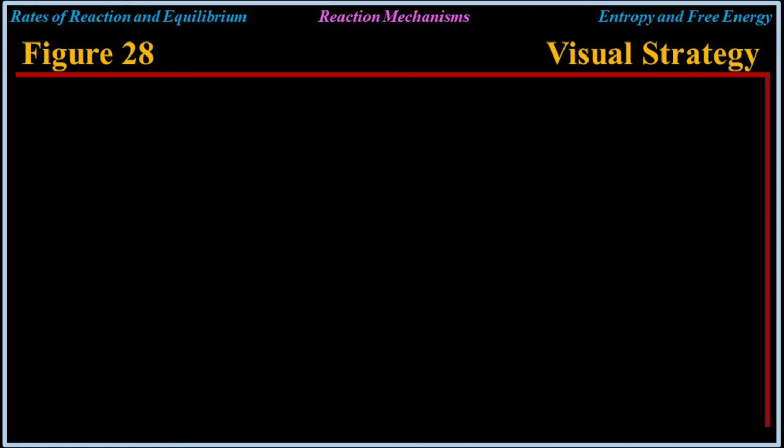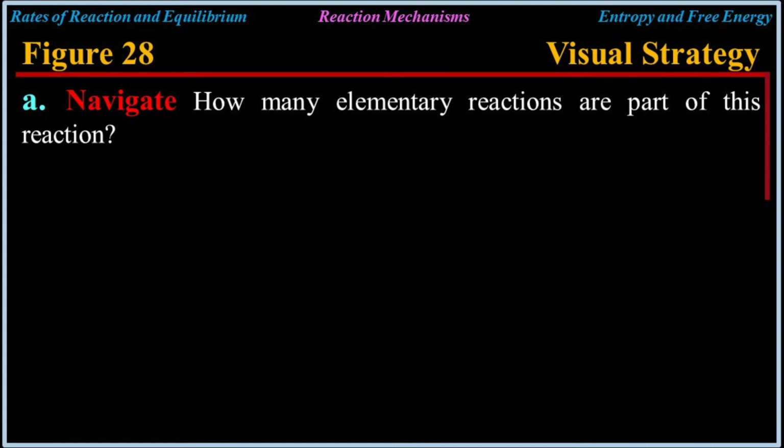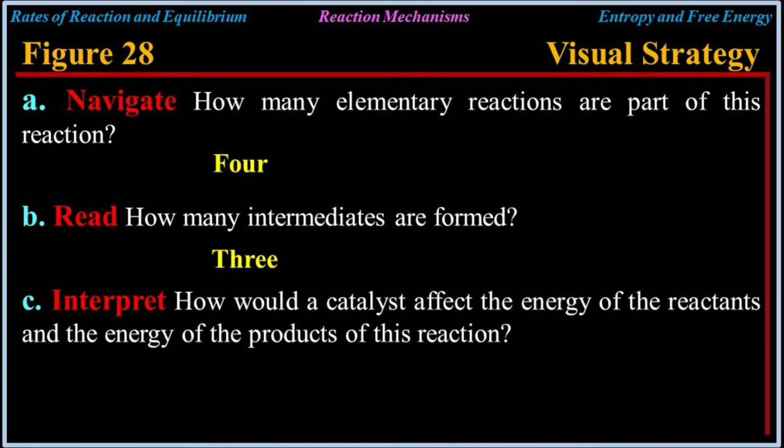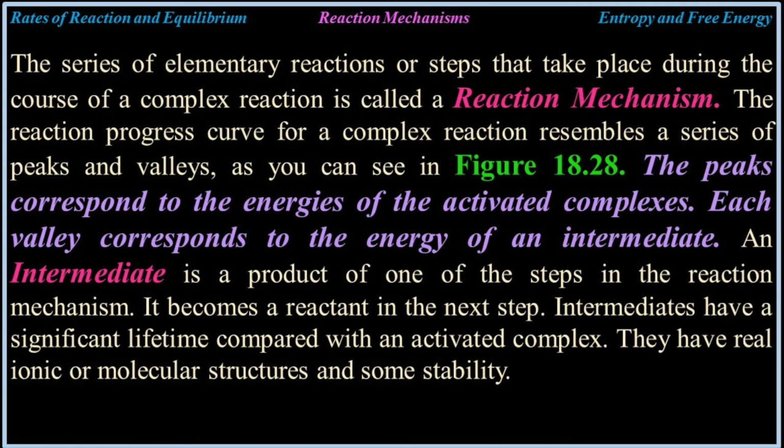Using Figure 18.28, let's ask some questions. How many elementary reactions are part of this reaction? 4. How many intermediates are formed? 3. Study the graph carefully, it's not very difficult. How would a catalyst affect the energy of the reactants and the energy of the products of this reaction? It would have no effect.